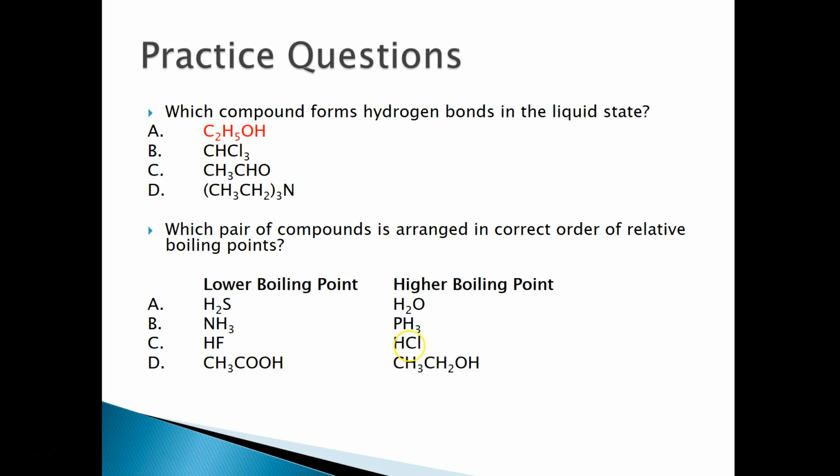hydrochloric acid, excuse me. If we look at choice B, we have ammonia. Now, ammonia has nitrogen bonded to hydrogen in three different places, so it also has hydrogen bonding. If we look at phosphorus trihydride, it will have dipole-dipole, so we would expect ammonia to have a higher boiling point. And if we look at choice A, we have H2S, which has London dispersion forces due to the nonpolar sulfur-hydrogen bonds, and water has hydrogen bonding, so it is lined up correctly.